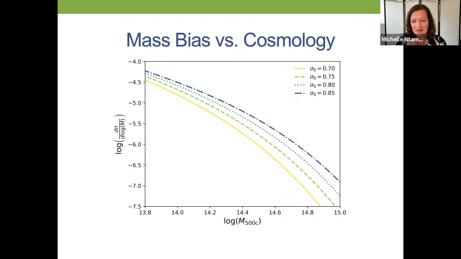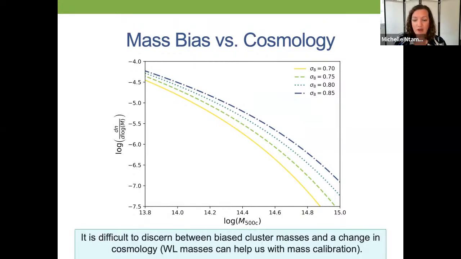So I want you to just mentally take that green dashed line, and bias the masses by sliding it to the right or sliding it to the left. And you can see that mass bias and cosmology are really degenerate. It can be hard to disentangle a different sigma 8 from biased masses. When it comes to X-ray observations, we will often use weak lensing masses to help with that calibration.